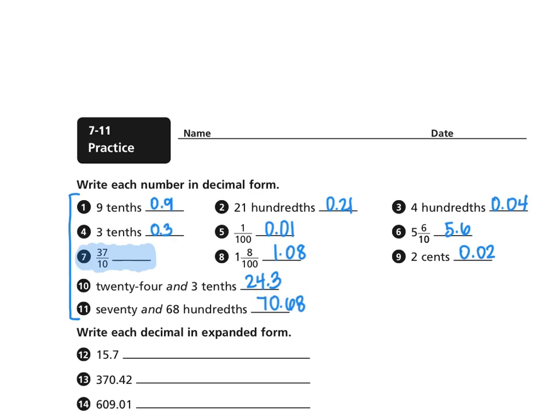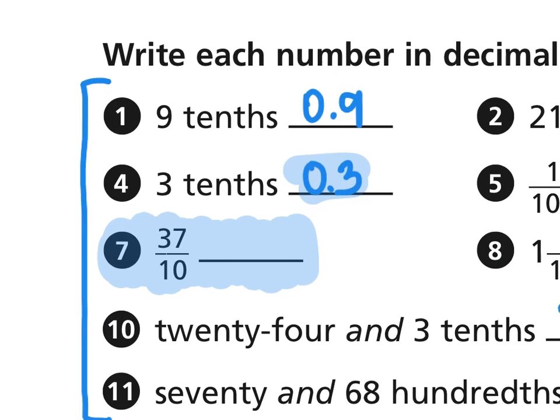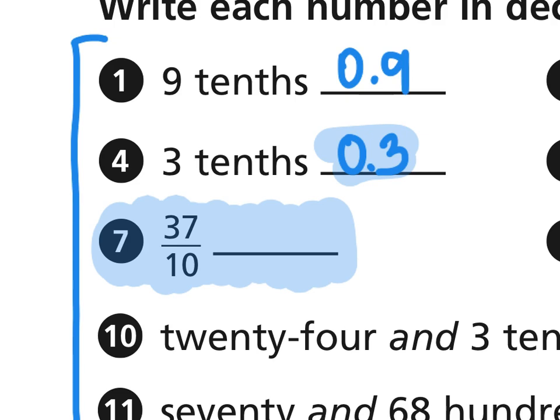Go ahead, work on numbers 1 through 11. Number 1 should be 0 and 9/10. Number 2 should have been 21/100. Number 3 should have been 0 and 4/100. Make sure you had a 0 there holding your 10th spot. Number 4 is 3/10. Number 5, 0 and 1/100. Number 6, 5 and 6/10.